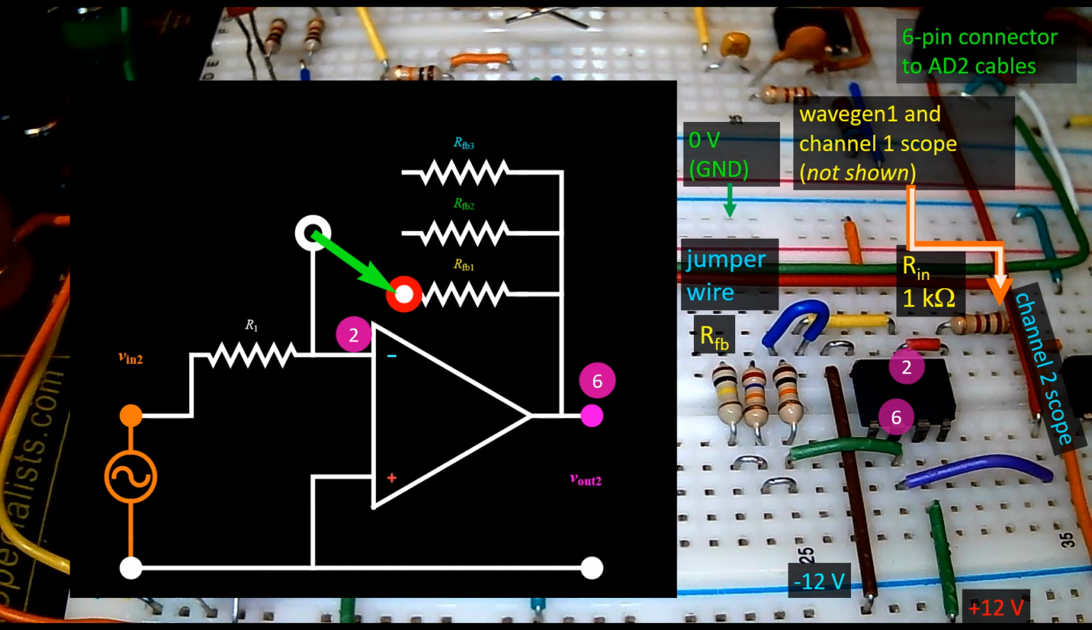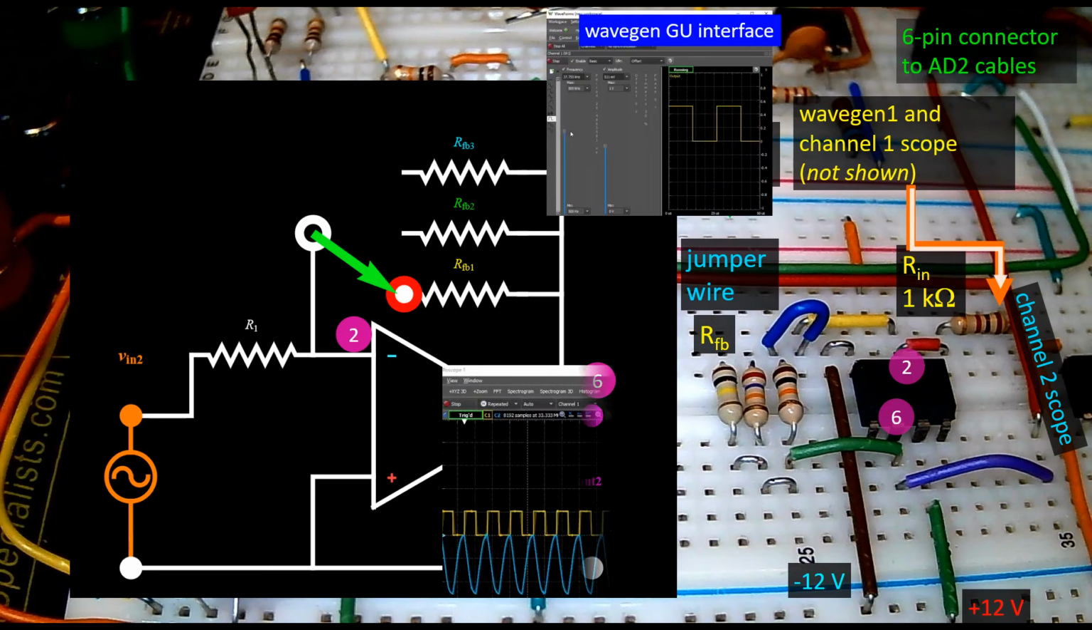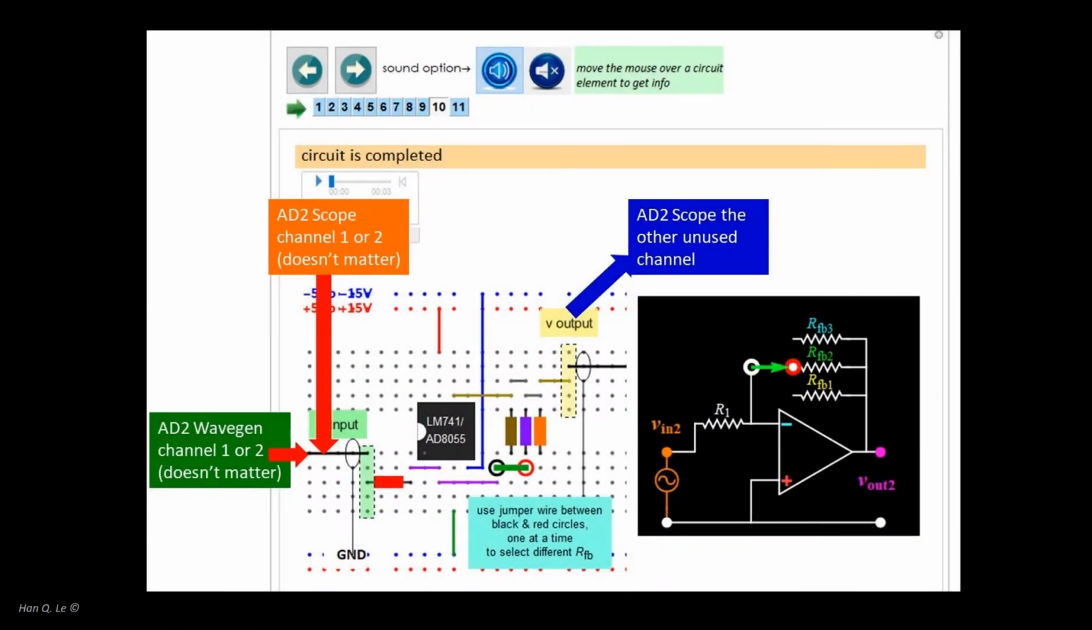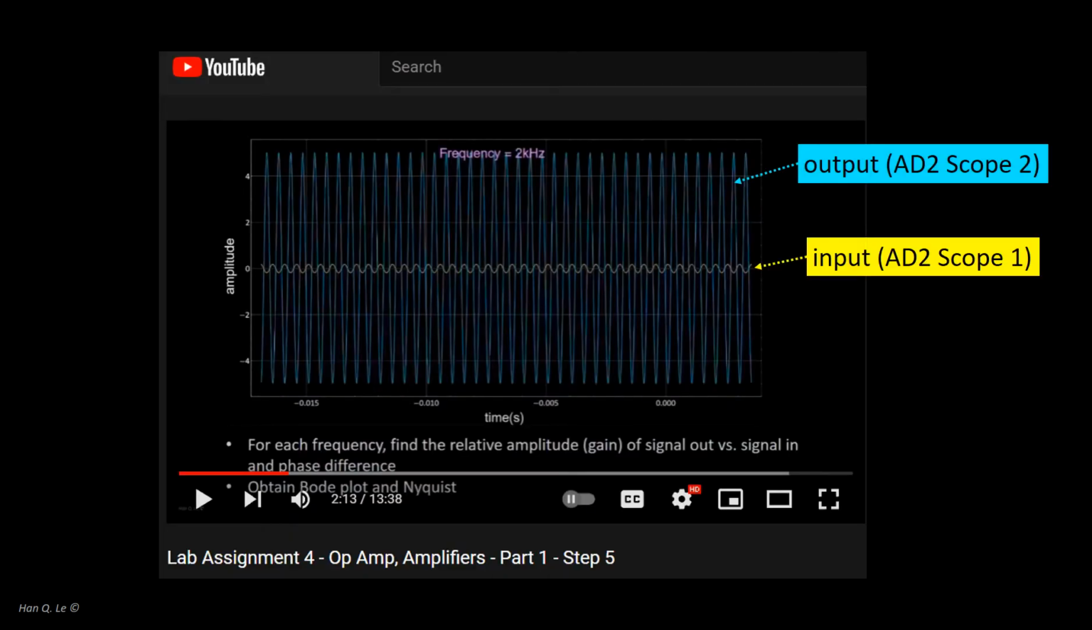The various measurements can be done by controlling the wavegen signal waveform, and the data from the 2 scope channels can be saved. This diagram shows the recommended AD2 connection. This video has detailed instruction how to capture output from the AD2 scope channel 1 and 2, how to export them into CSV files for processing.